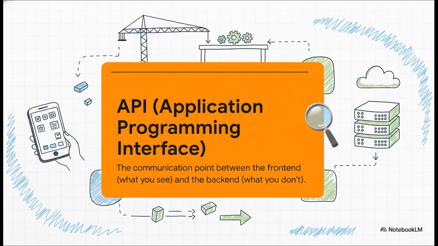And frameworks help you build one of the most critical parts of the backend, an API. The simplest way to think about an API is as the official messenger between the front end, the app you see, and the back end, the server you don't. It sets the rules for how they're allowed to talk to each other.